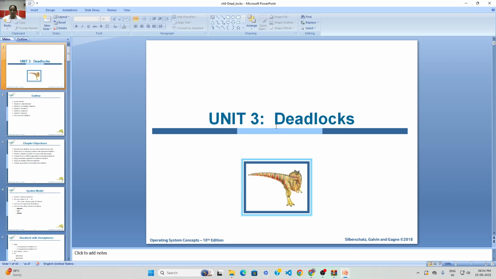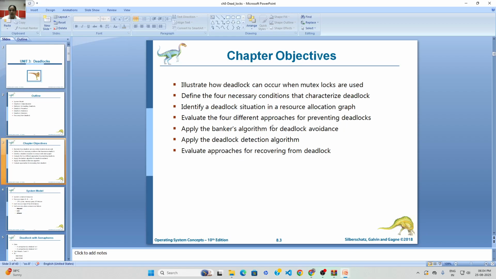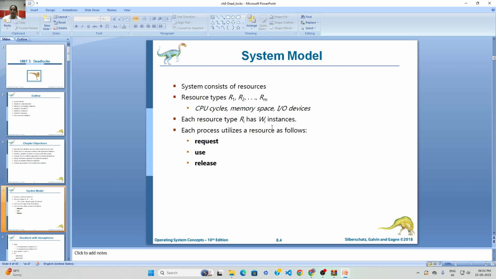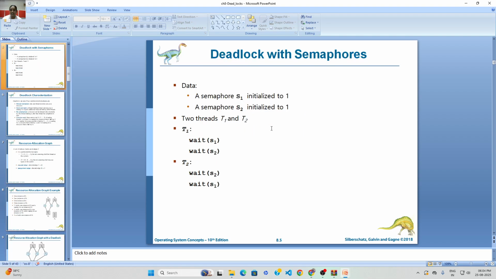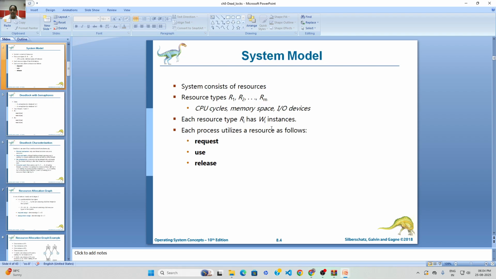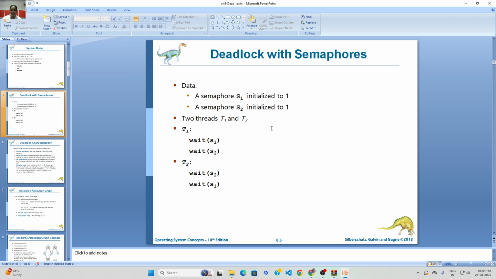The next topic in Unit 3 is deadlock. Deadlock is when multiple processes are waiting for the same resources. The circular waiting of resources is called a deadlock. Resources are processed through request, use, and release. The deadlock problem can also be explained with the help of semaphores, with the keywords wait and signal.